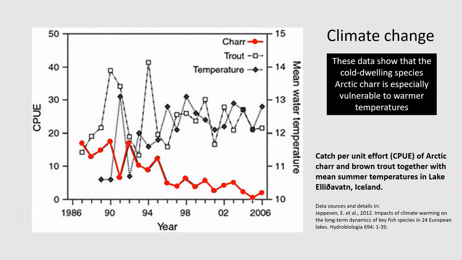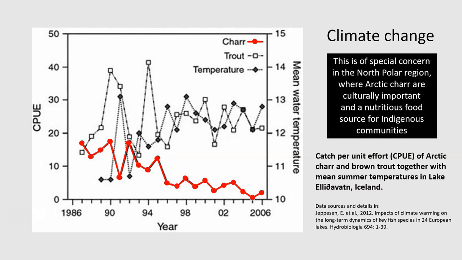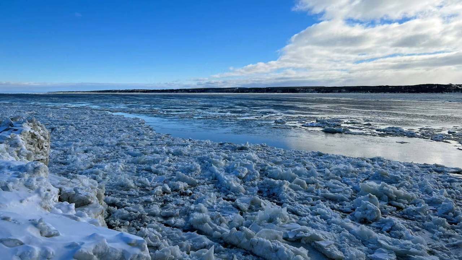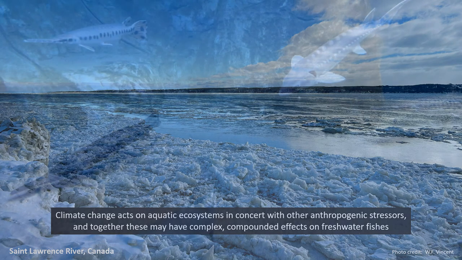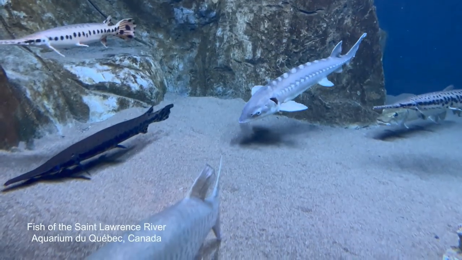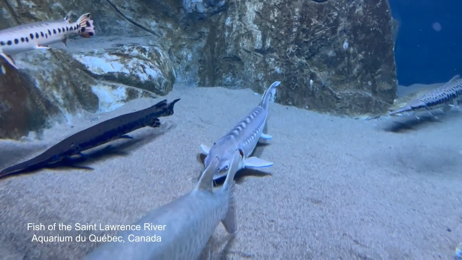These data show that the cold-dwelling species Arctic char is especially vulnerable to warmer temperatures. This is of special concern in the North Polar region, where Arctic char are culturally important and a nutritious food source for indigenous communities. Climate change acts on aquatic ecosystems in concert with other anthropogenic stresses, and together these may have complex, compounded effects on freshwater ecosystems and their fishes.